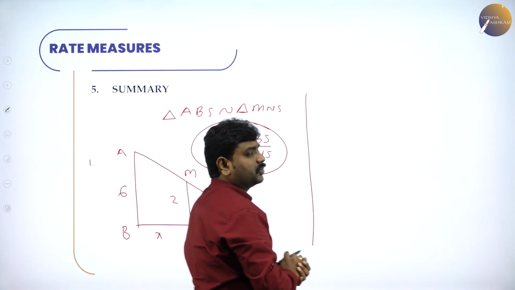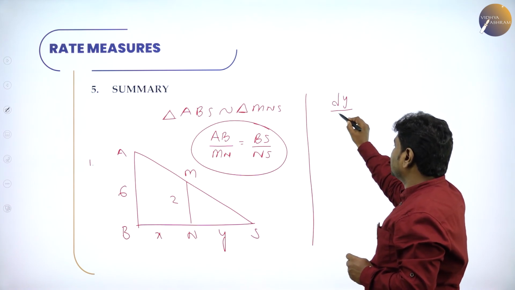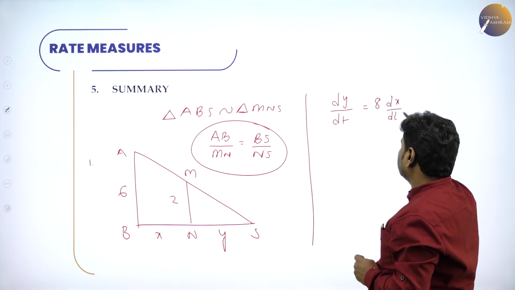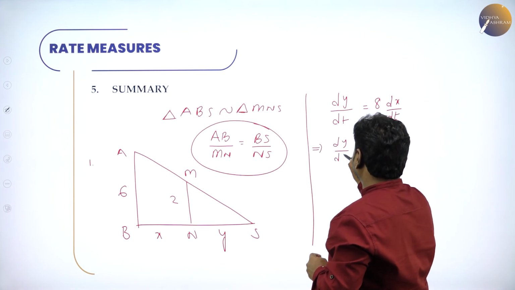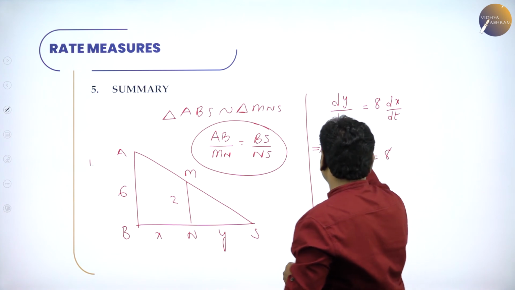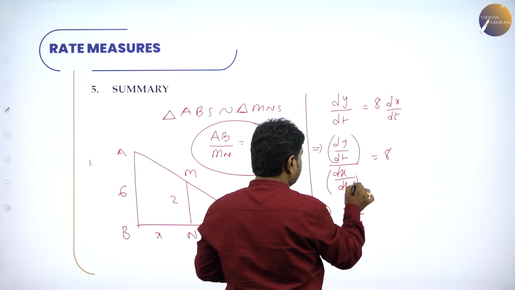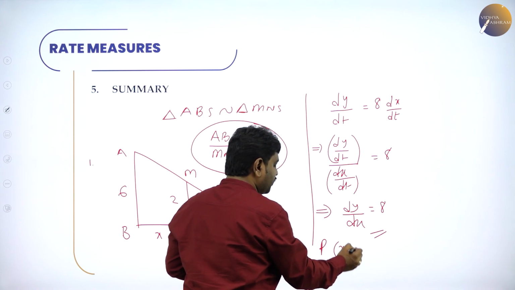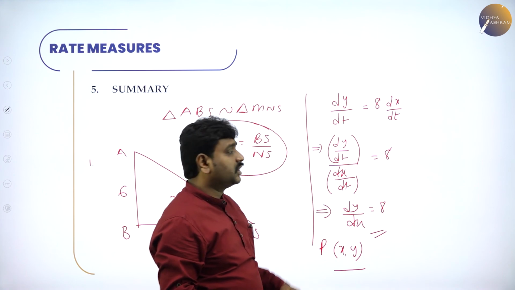Then I have done problems based on a particle. They gave that the y coordinate varies 8 times the x coordinate, so dy by dt is 8 times dx by dt. Rearranging, dy by dt divided by dx by dt is 8, and dy by dt by dx by dt means parametric differentiation. This is dy by dx, or you can cancel dt and get 8. This is given. From this we found the point will be in the form x comma y. First we'll get x, we'll substitute, and we'll get two different points for the given problem in today's session.